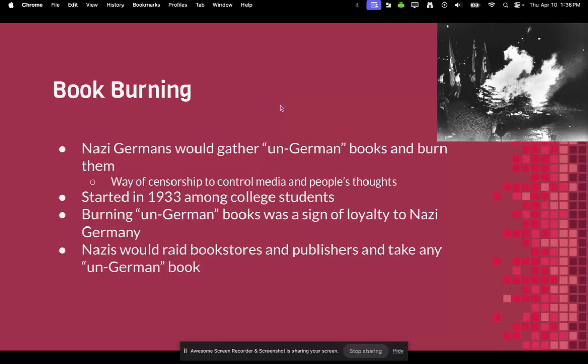So, what are book burnings? That's where Nazi Germans would gather un-German books and burn them. It was a way of censorship to control media, but also people's thoughts. It started in 1933 among college students, and burning un-German books was a sign of loyalty to Nazi Germany. Pretty much anyone who refused would be accused of being anti-Nazi. Nazis would raid bookstores and publishers and take any un-German book.